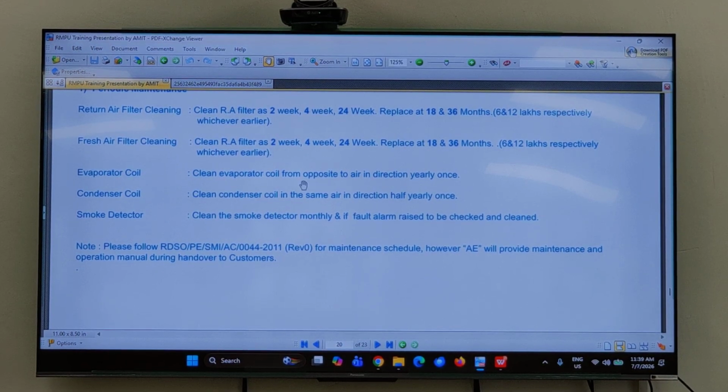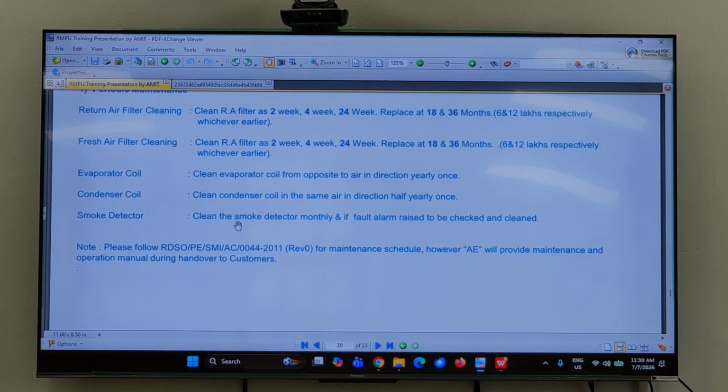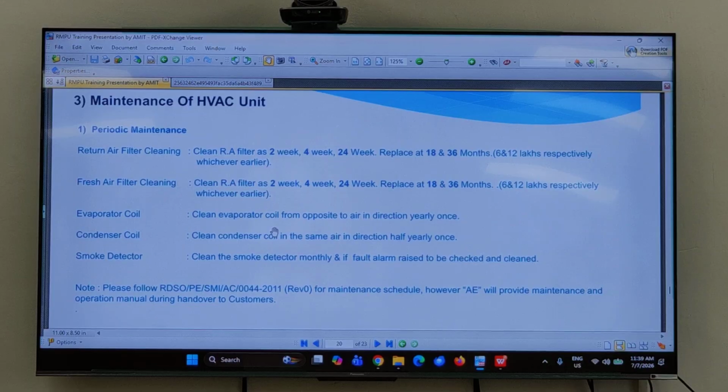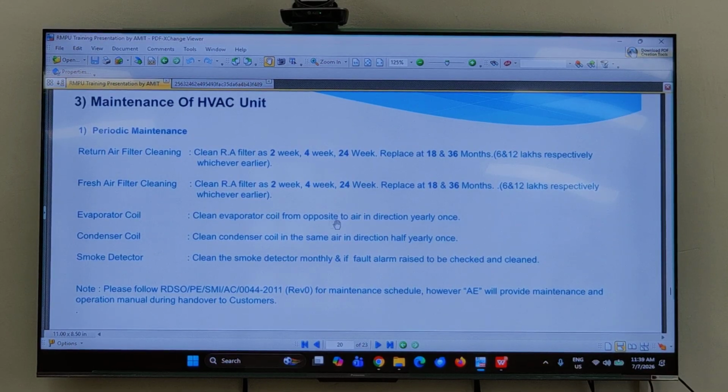Evaporator coil needs to be cleaned with air. And condenser coil also, smoke detector also we have to check. So half yearly, monthly once we have to clean the smoke detector. And if there is any alarm issue, then we have to clean that. So these are some of the maintenance we have to do in the RFQ.